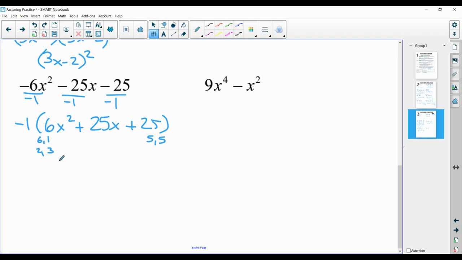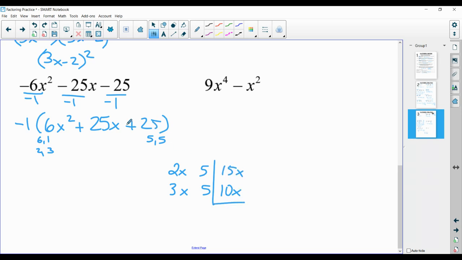So I could go 3 times 5 is 15, and 2 times 5 is 10. 15 and 10 will work. So 2x and 3x. I wanted to multiply the 2 with the 5 and the 3 with the 5. 2x times 5 is 10x. 3x times 5 is 15x.